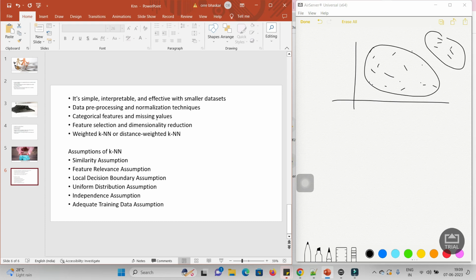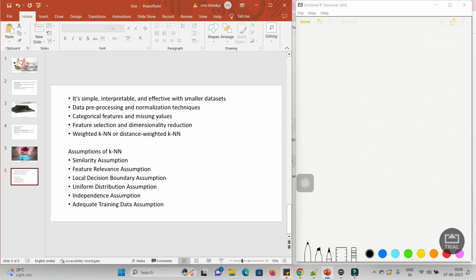Next assumption, uniform distribution assumption. The algorithm assumes that training data represents a reasonably uniform distribution of instances across feature space. That means if this is your feature space, you should have a uniform kind of distribution. That is this assumption.